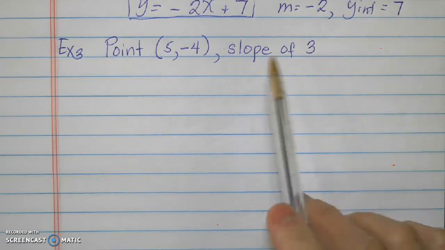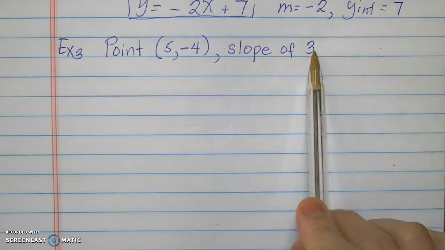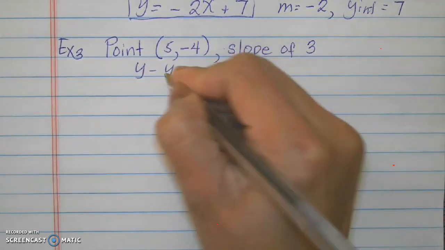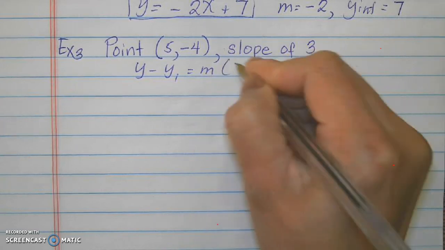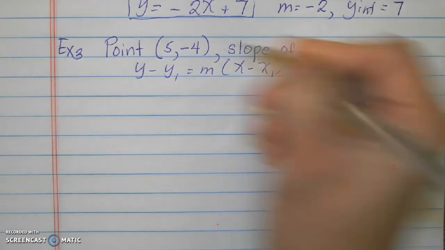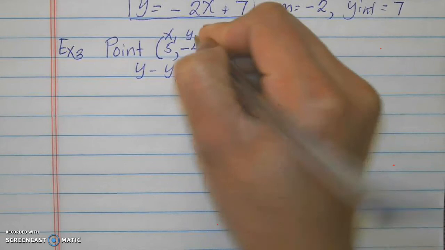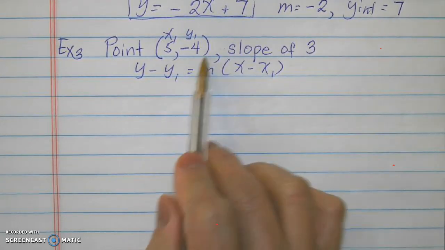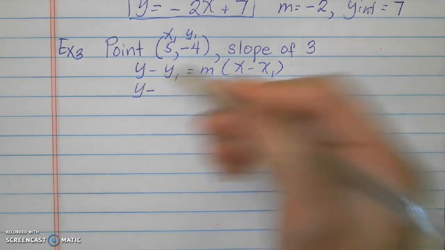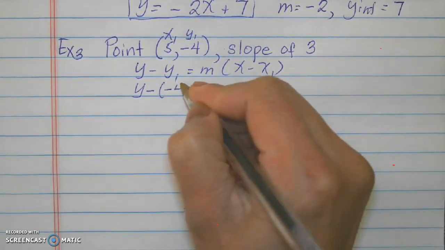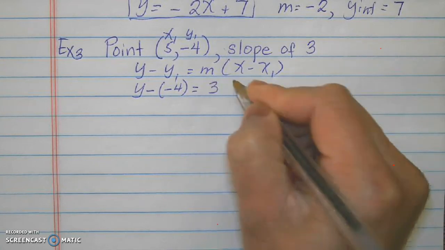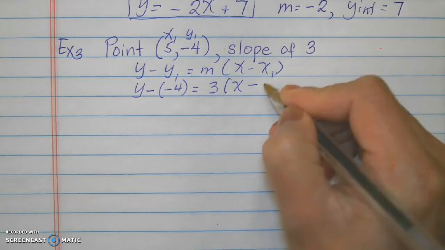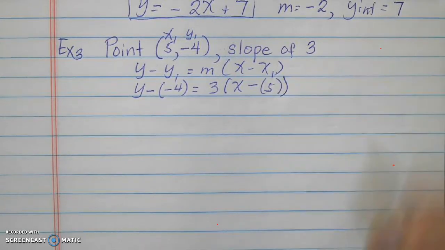Okay, for example number 3, I have a point (5, negative 4), and the slope is given as 3. Since this is given, I can just go straight to my equation that is y minus y1 equals m times x minus x1, where this is my x1 and this is my y1. My slope is 3, so that is m. So I can just easily substitute. Y is fixed, minus is fixed, y1 is negative 4, equals m is 3, x is fixed, minus is fixed, and then my x1 is 5.